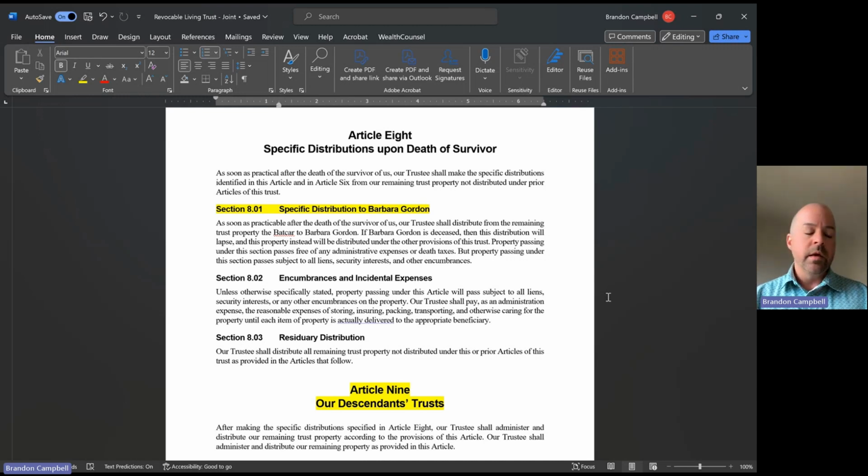An example could be if I give a gift of a house and that house has a mortgage on it, that mortgage is going to follow that house. It's going to follow that gift. And if there are any costs associated with the gift, maybe to ship the gift to a person in another state, then the trust is going to take care of that. So you may see some additional language following your specific gift.